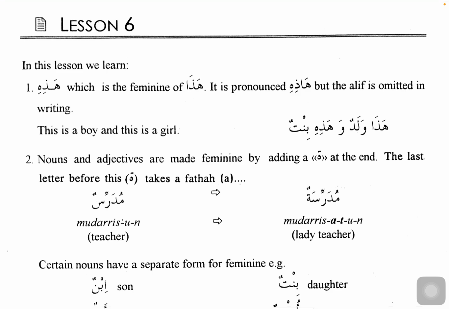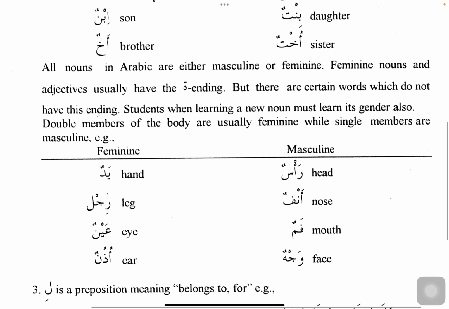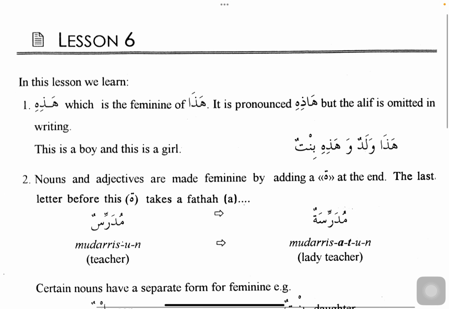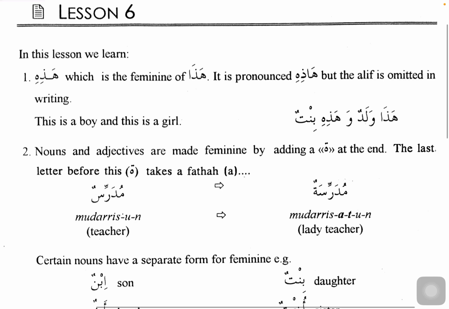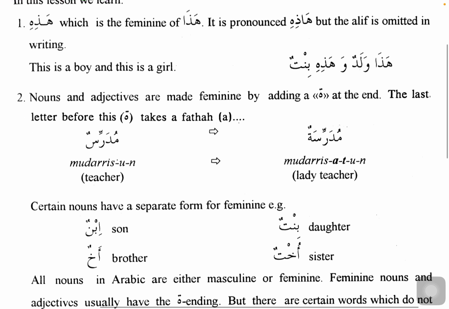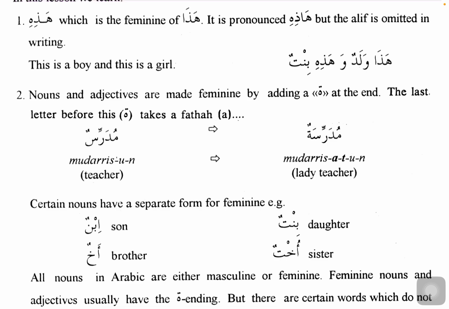In this lesson, we learn number 1, hadihi, which is the feminine for hada. It is pronounced hadihi with the elongation, but the alif is omitted in writing. This is a boy and this is a girl. Hada walad wa hadihi bint.